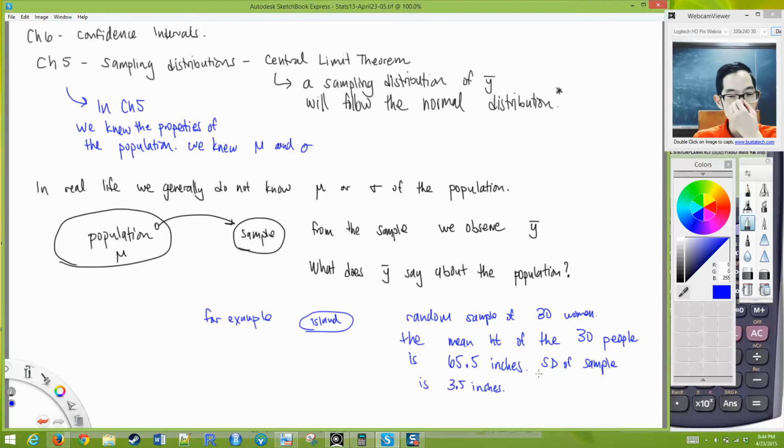What does this say about mu, the mean of the population, the mean height of the entire island's population? Okay. Does it say anything?